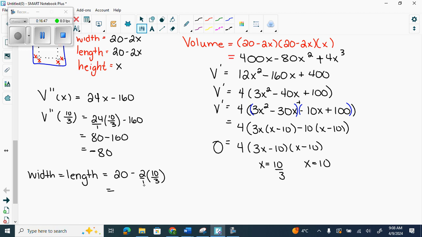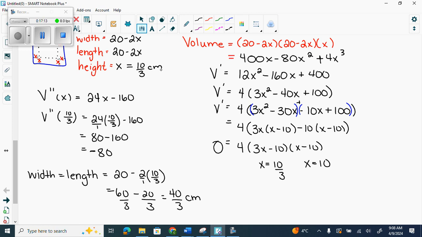So we're going to get 20 over 3 over here, and then we're going to get 60 over 3 over here, which equals 40 over 3 yards. Centimeters, I went back to the previous one. So 40 over 3 is one of them. Height equals 10 over 3 centimeters.